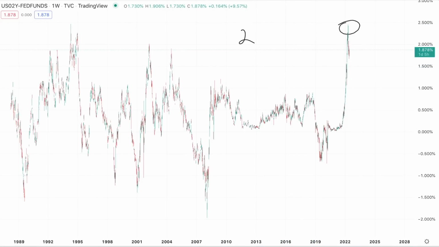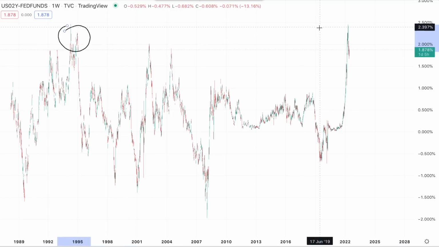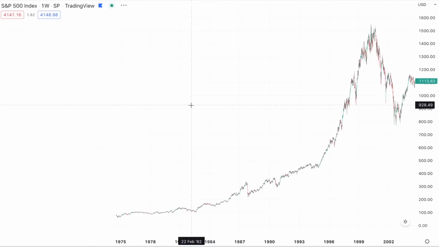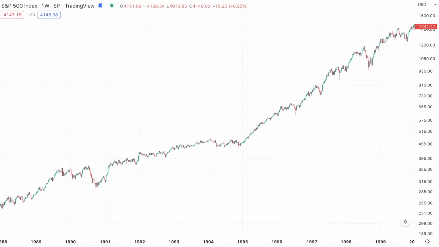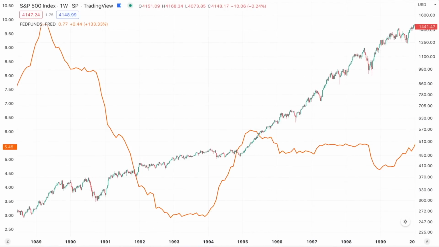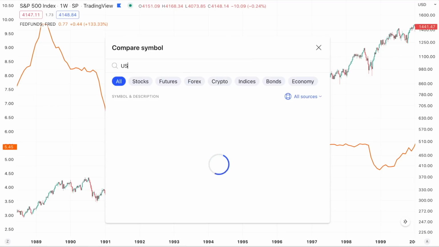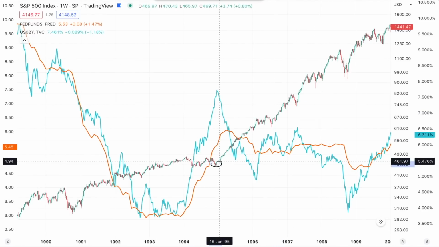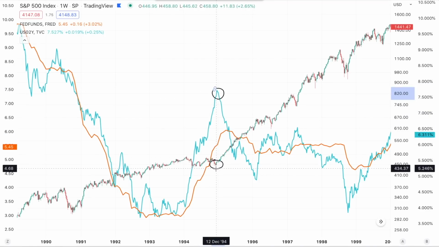And so we can actually go back and take a look at what happened the last time we had the Federal Reserve so much behind the curve. So let's take a look at the S&P 500 in 1994. Let's add the Fed funds rate and let's add the 2-year yield. And hopefully you'll understand where I'm coming from here. And you can see the market pretty much bottomed right here. And this coincided perfectly with the top in the 2-year yield. And that was in December 1994.